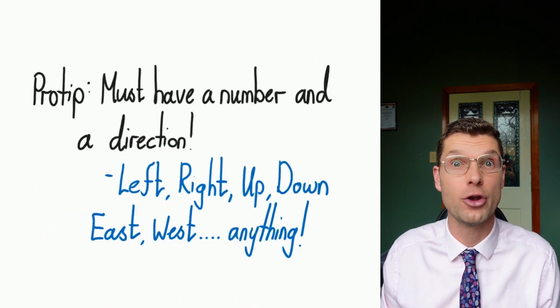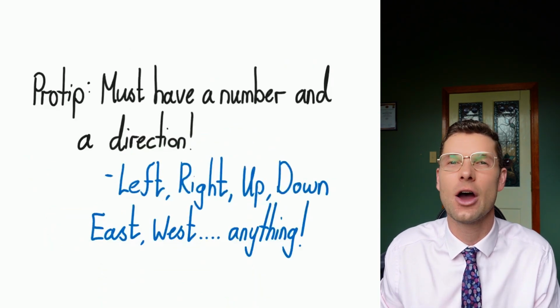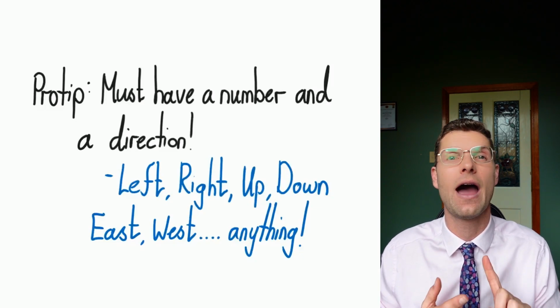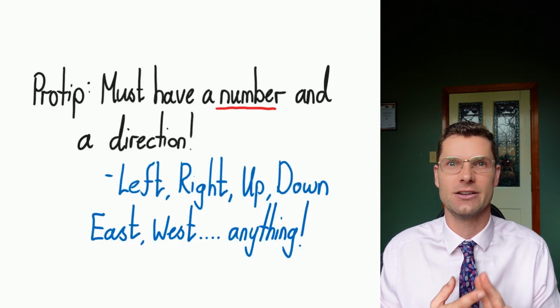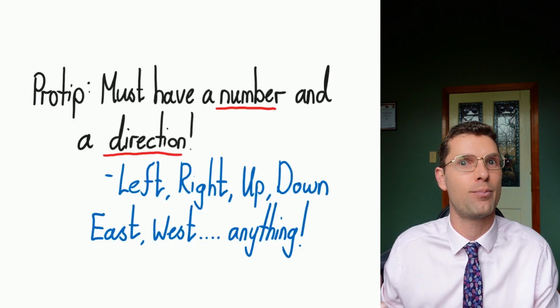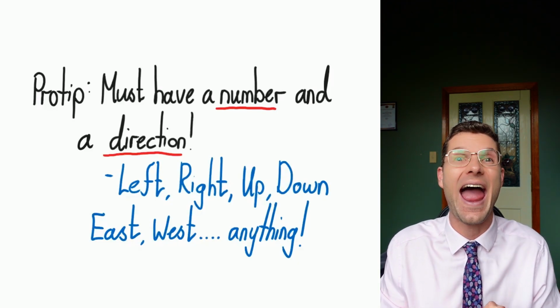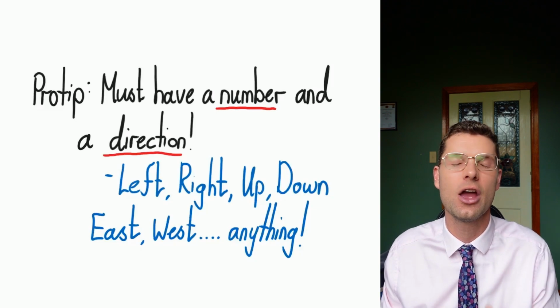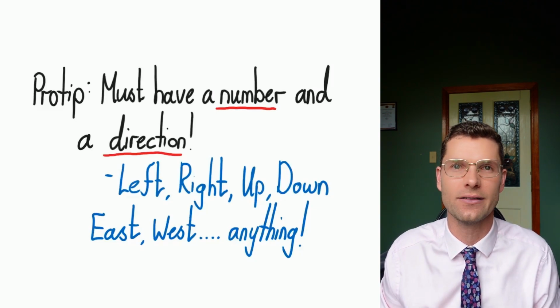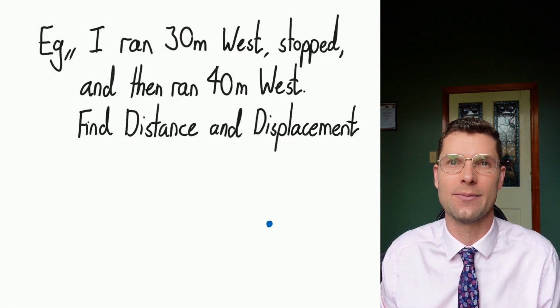So just the overall pro tip is that anytime you see the word displacement, you need to know, hey, I need a number and I need a direction. It can be up, it can be down, positive, negative, east, west, whatever. But as long as you've got a number and a direction that tells you where to go, you're definitely going to get these questions right. So we're just going to have a look at 2 really quick examples here.